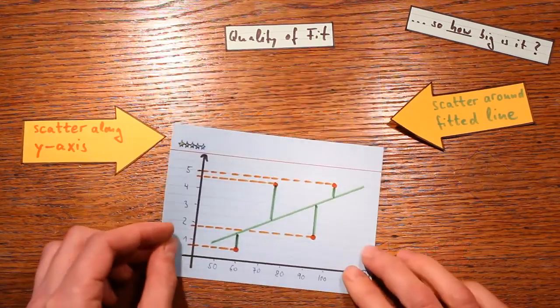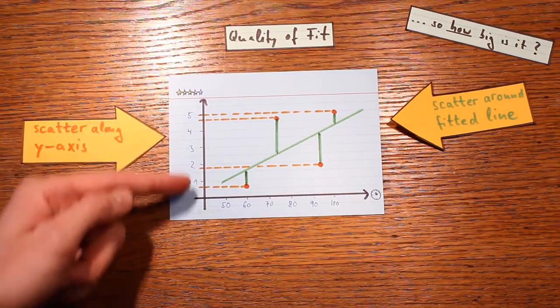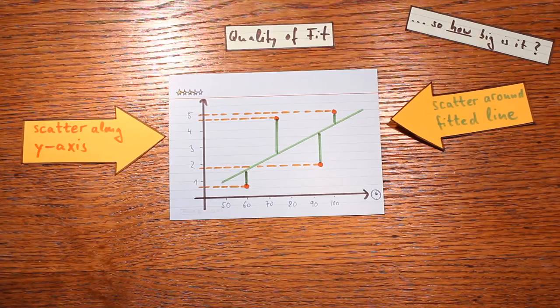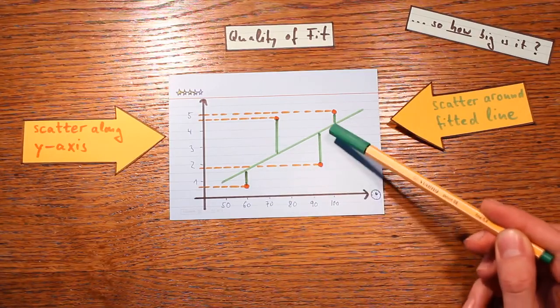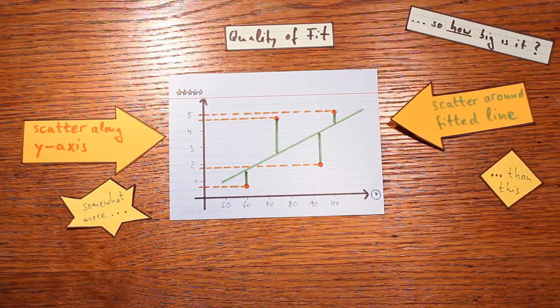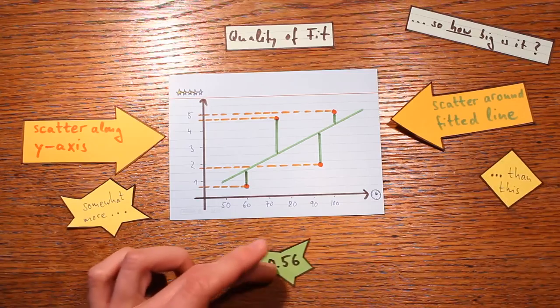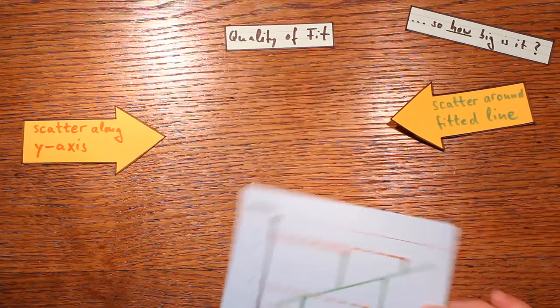And here's a second case. So you can see that again we have quite some scatter along the y-axis, but in this example the scatter around the fitted line is also really large, right? The points are really far away from the fitted line. Okay, so in comparison there's only somewhat more scatter along the y-axis than there's scatter along the fitted line. So in this case the correlation coefficient is weaker. It's 0.56 actually. That's still decent correlation, but it's less than before.